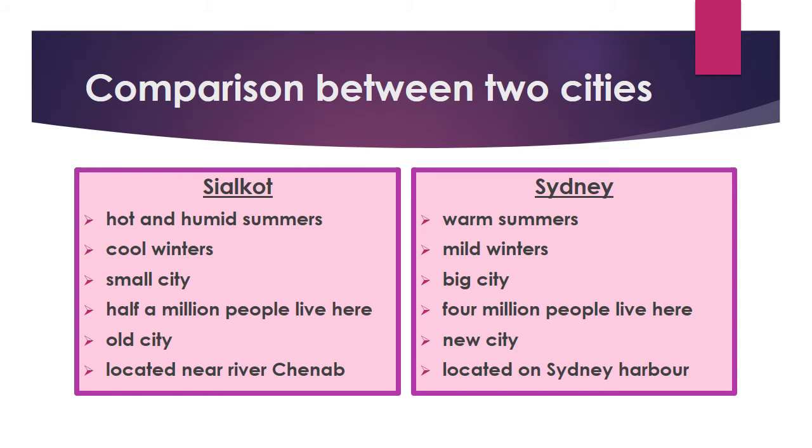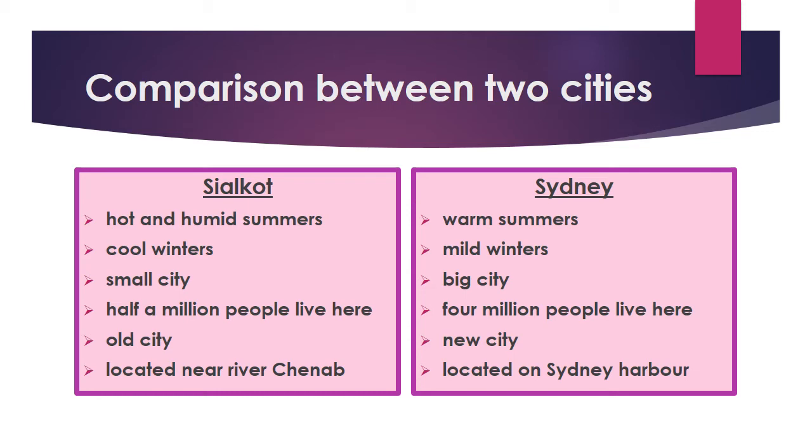Students, as we all know, Sydney and Sialkot are two different cities having different cultural norms, traditions and religions. Here is a comparison between the two cities. Sialkot has hot and humid summers. Humid means moist, evaporated. On the other hand, Sydney has warm summers. Next, Sialkot has cool winters. Contrarily, Sydney has mild winters. Mild means moderate or normal.